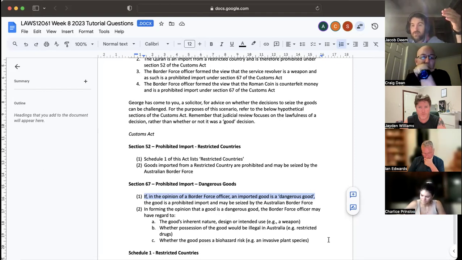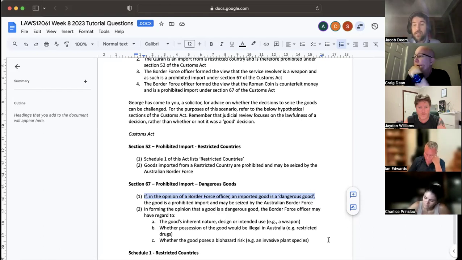So where in section 52, they don't get to choose if it's a restricted country or not, now in section 67, they do get to decide if it's a dangerous good. So they get to decide yes or no, is it a dangerous good? And if they decide yes, then they get to decide what to do about it.